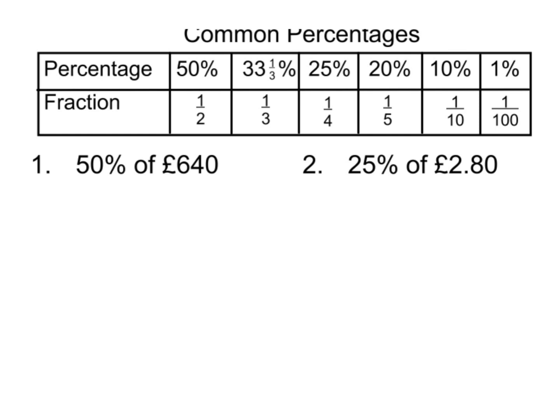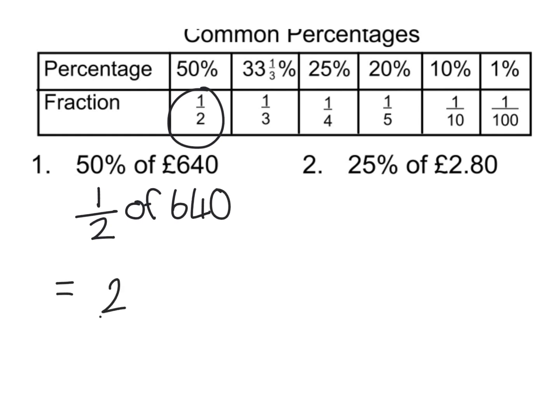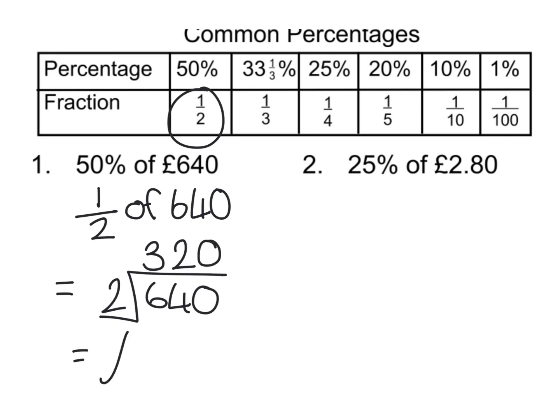So 50% is 1/2. I'm going to rewrite this question as 1/2 of 640. So I am doing 640 divided by 2. If you can do that mentally, great. If not, you go and do a little sum. 6 divided by 2 is 3. 4 divided by 2 is 2. And 0 divided by 2 is 0. So we get £320 for that one.